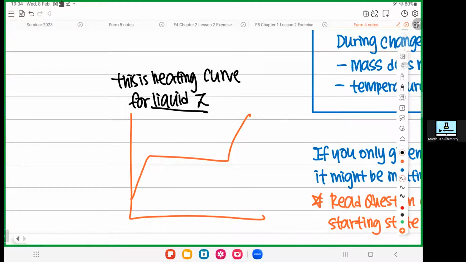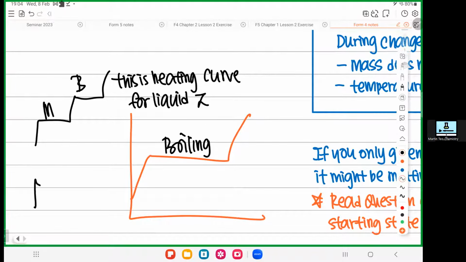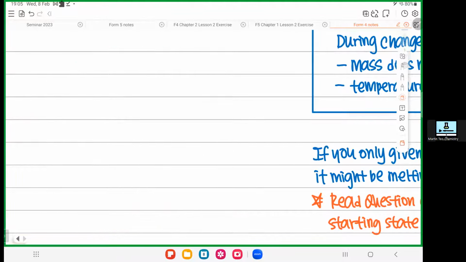If I give you a liquid and you heat it, what will happen? Boiling. You got it? So what I'm trying to tell you is, if you have two staircases, easy. First one melting, second one boiling. But if you only have one staircase, maybe it's melting, maybe it's boiling. So you need to check whether you start from solid or from liquid. If you start from solid, then it's melting. If you start from liquid, then it's boiling.